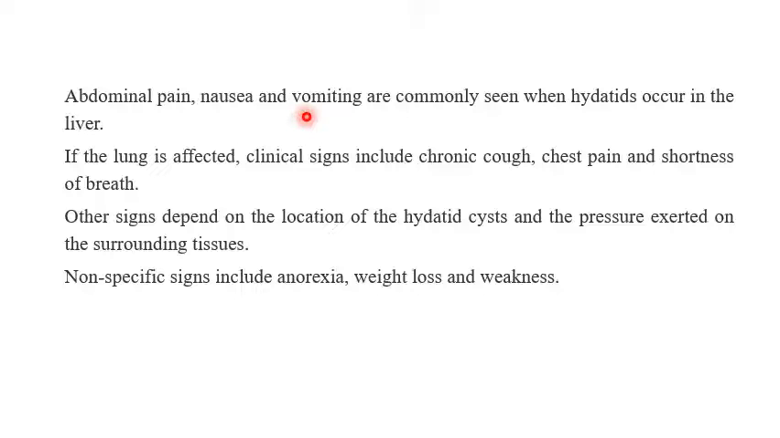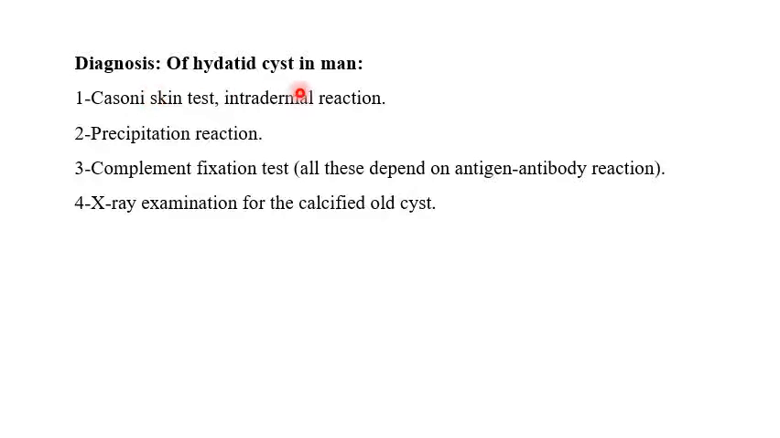Abdominal pain, nausea, and vomiting are commonly seen when hydatid cysts occur in the liver. If the lung is affected, clinical signs include chronic cough, chest pain, and shortness of breath. Other signs depend on the location of the hydatid cyst and the pressure exerted on the surrounding tissue. Non-specific signs include anorexia, weight loss, and weakness. All these are symptoms of Echinococcus or hydatid disease.